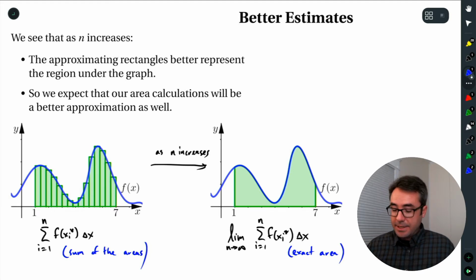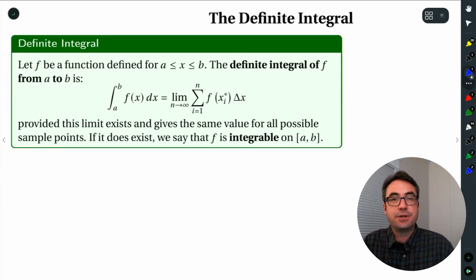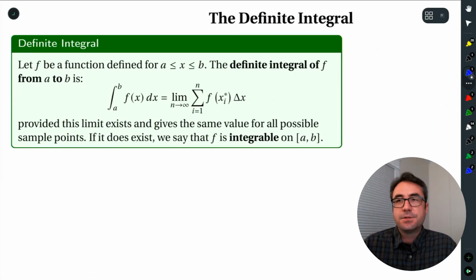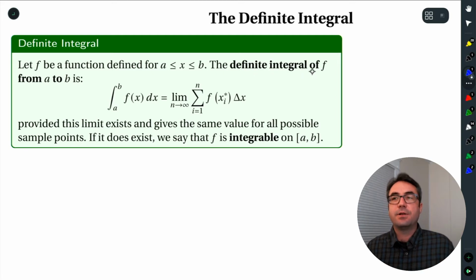All right, so this really leads us to our precise definition for the definite integral. Let f be a function defined on the interval from a to b. Then we define the definite integral of f over that interval from a to b. We've dealt with this integral notation before. It's the integral from a to b of f of x dx. What this is actually equal to is the limit as n goes to infinity of the sum from i equals 1 to n, so we're using more and more rectangles, of f of xi star times delta x.